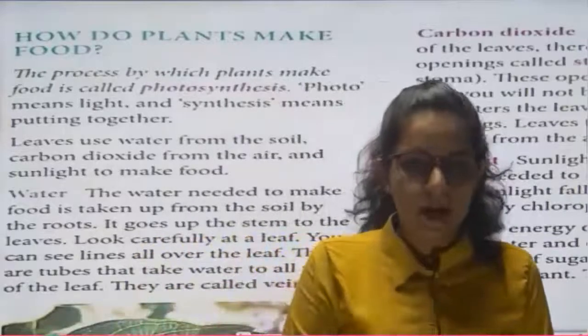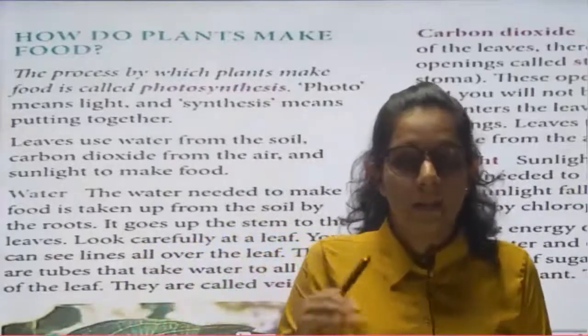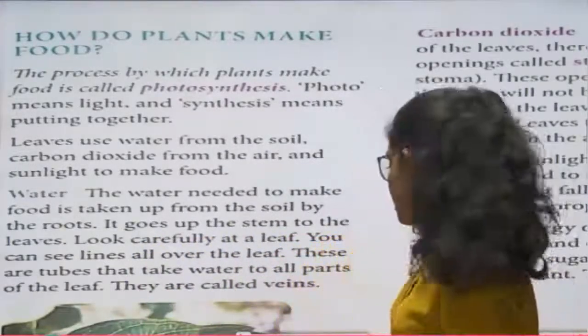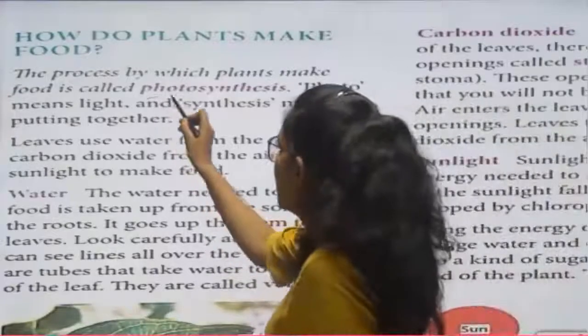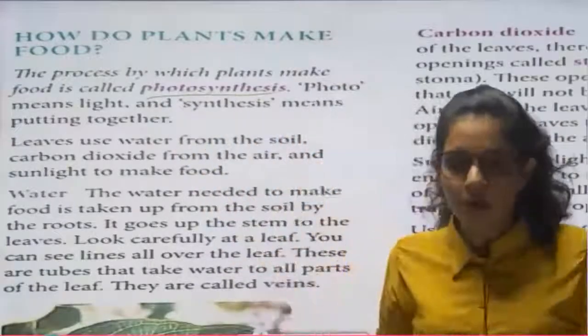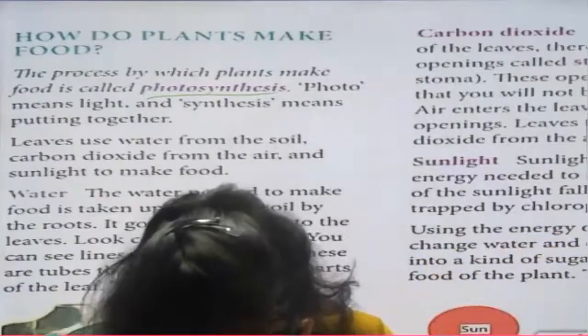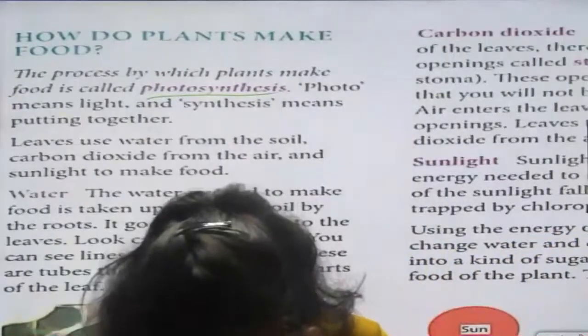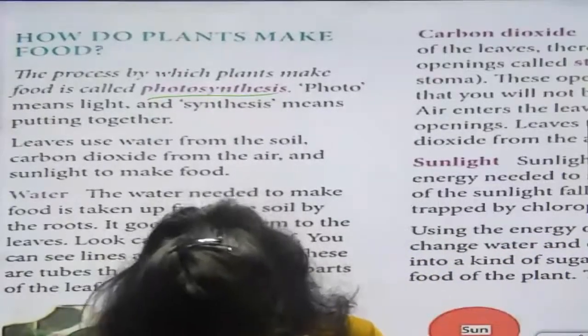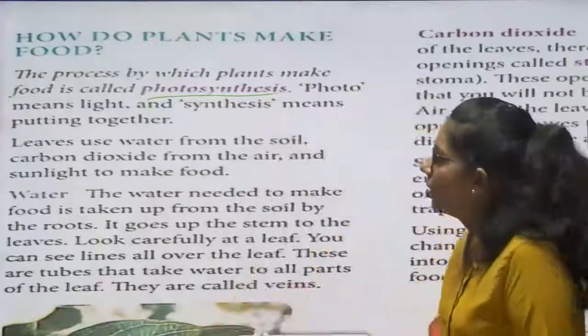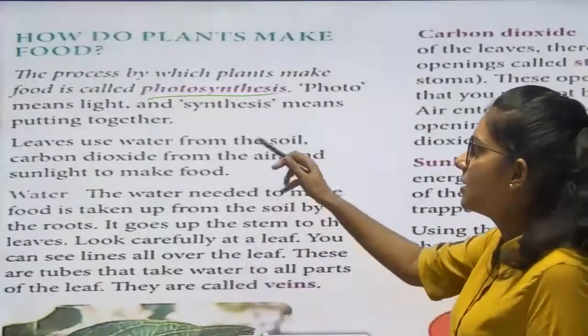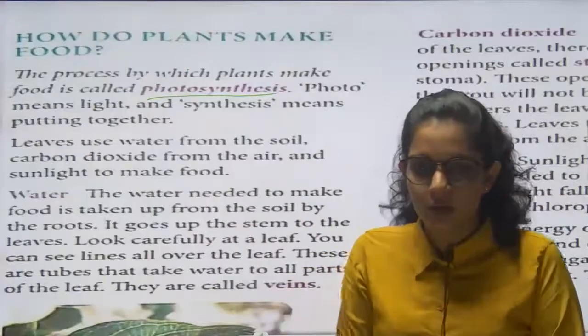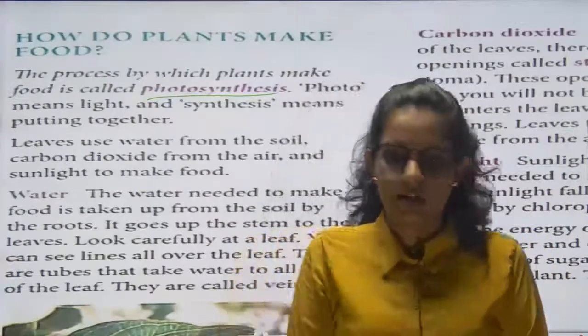So here, the process of making food in the plant, the process by which the plants make their own food, this process is known as photosynthesis. What do we call this process? Photosynthesis, right? So this process is known as photosynthesis. Very nice. Photo means light and synthesis means putting together.